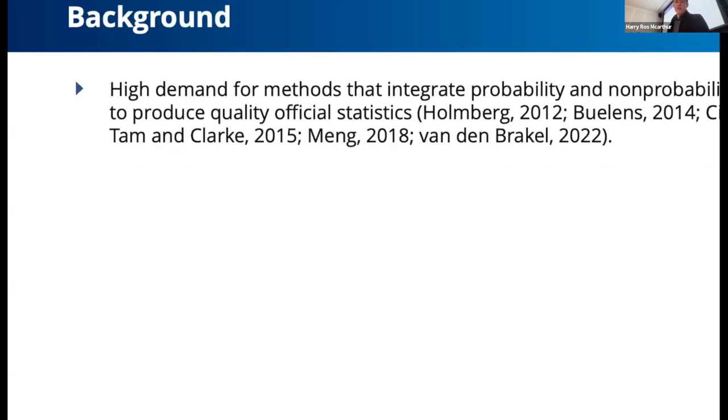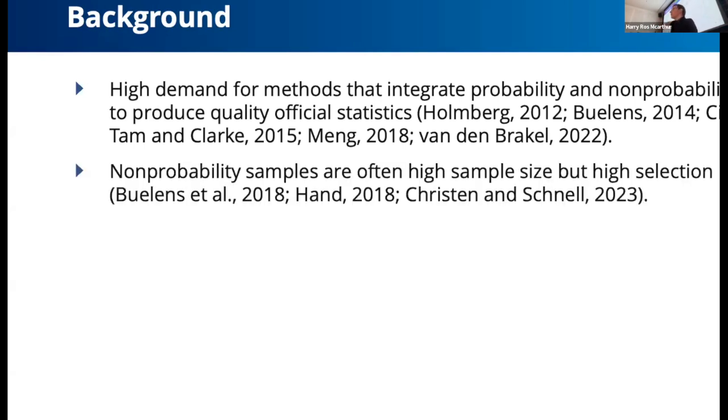Okay, so the background to this issue is that there is high demand for methods that integrate probability and non-probability samples to produce quality official statistics. Non-probability samples are samples where we don't have control over the sampling selection mechanism. One classic example is a data set of tax returns. That data set is going to be missing a whole bunch of low-income people who do not have to submit a tax return. And so when you calculate mean incomes, median incomes, and so on, they're going to be biased upwards relative to a representative sample of the Australian population as a whole.